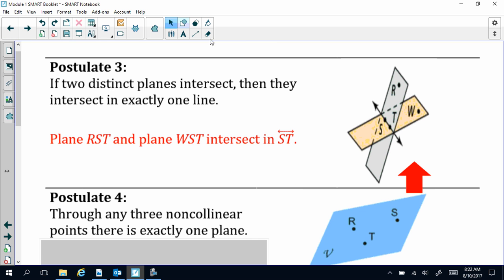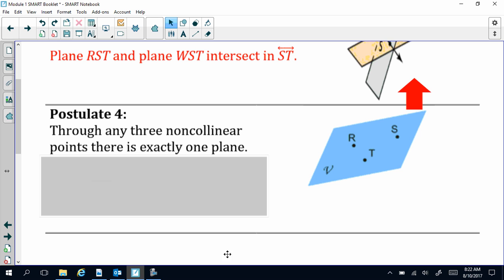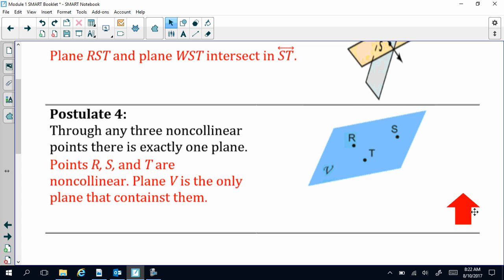All right, Postulate 4, and that will be the end of this video. Through any 3, there's that word again, non-collinear, not together on a line. Through any 3 non-collinear points, there's exactly 1 plane. So that's why we name our planes like that. So R, T, and S, I cannot draw 1 line that goes through all 3 points, so they are non-collinear. So we can say that our points R, S, and T are non-collinear. And here's the other way you can name a plane, a capital kind of cursive letter. So plane V is the only plane that contains them.